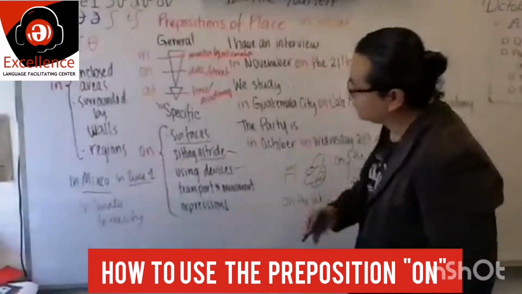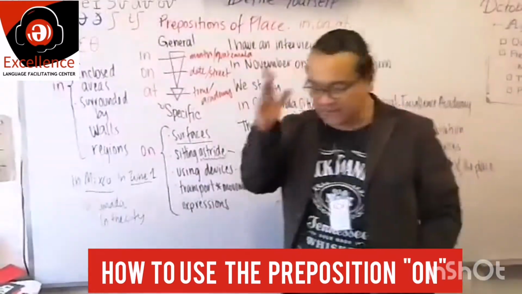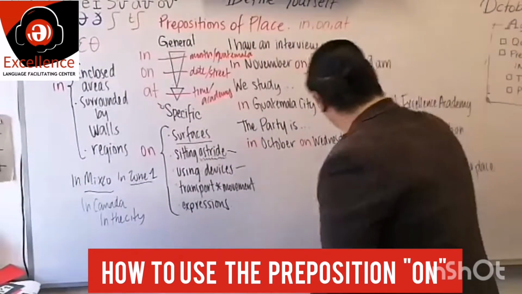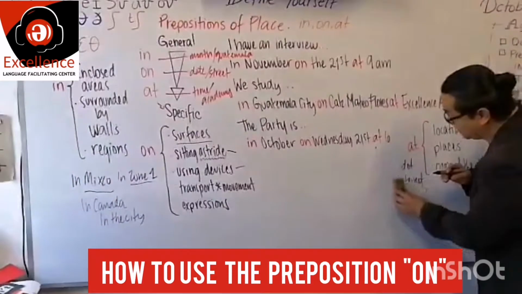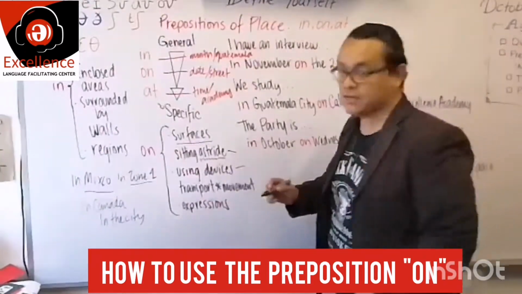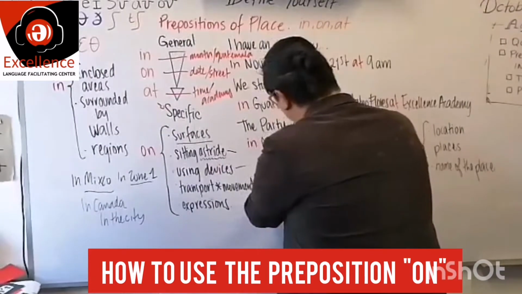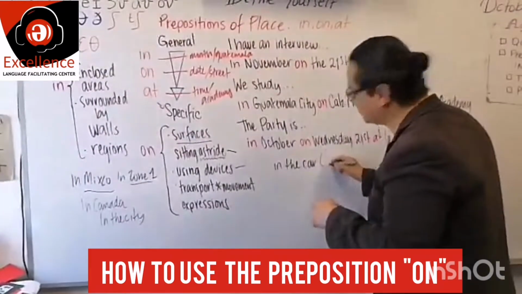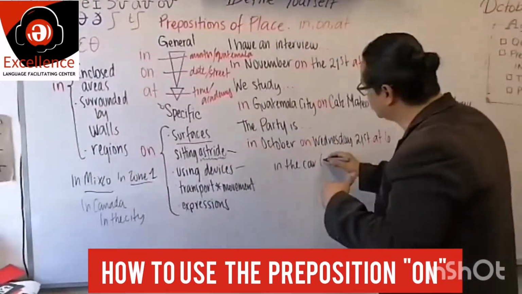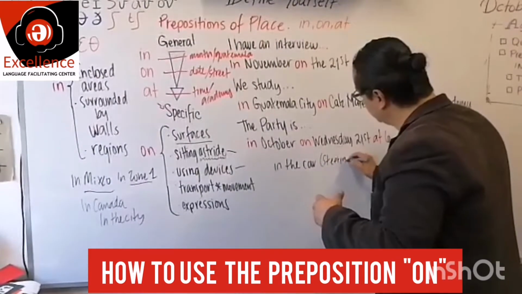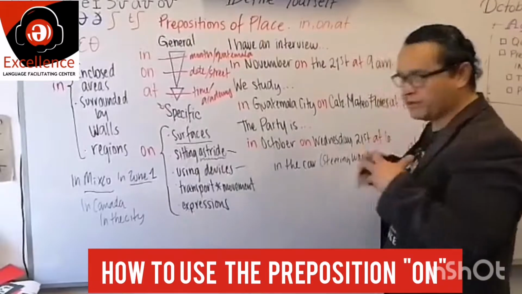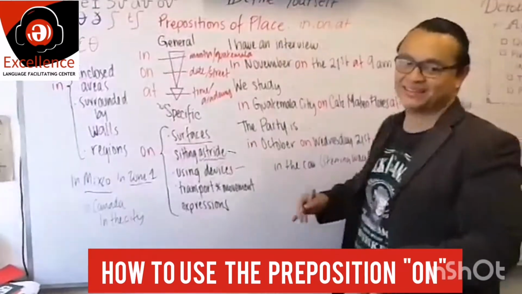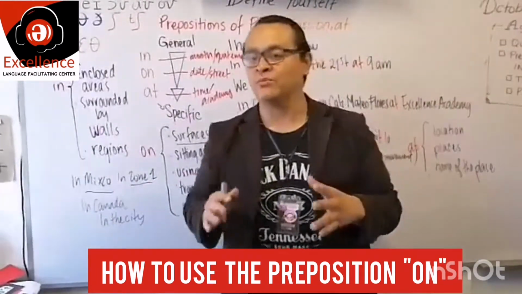Devices and social media, now transport and movement. This is kind of tricky for some people to understand. When you're in the car, we say in the car, not on the car. Why do we say in the car? Because you are surrounded by the car. There's a steering wheel, and you shouldn't move inside the car. There's no movement, so you are where?